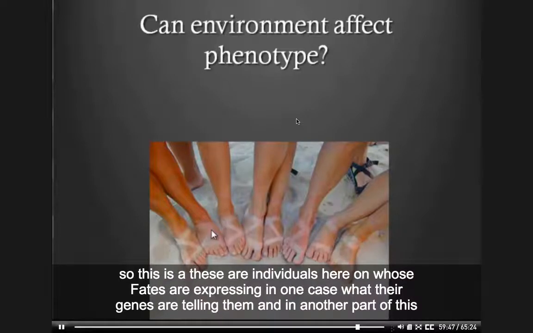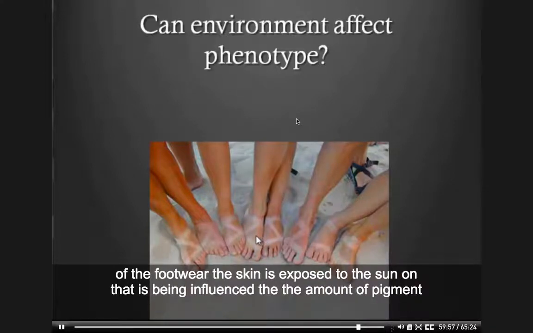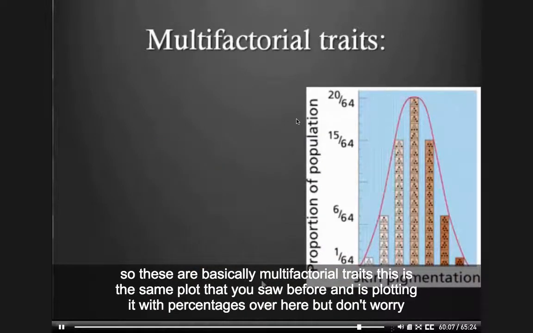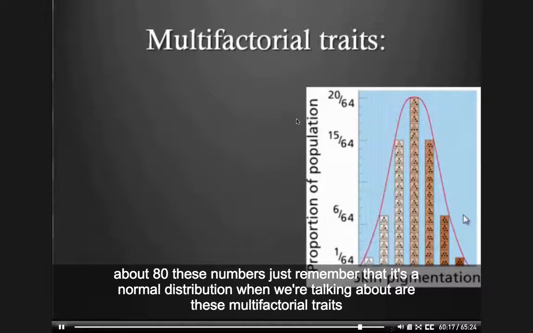These are individuals whose feet are expressing in one case what their genes are telling them, and in another part of the foot where the skin is exposed to the sun, the amount of pigment being produced is being influenced by the sun. So these are basically multifactorial traits. This is the same plot that you saw before. I'm just plotting it with percentages over here. But don't worry about any of these numbers. Just remember that it's a normal distribution when we're talking about these multifactorial traits.